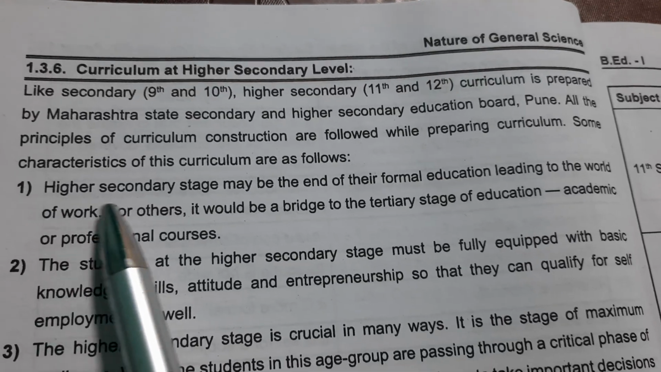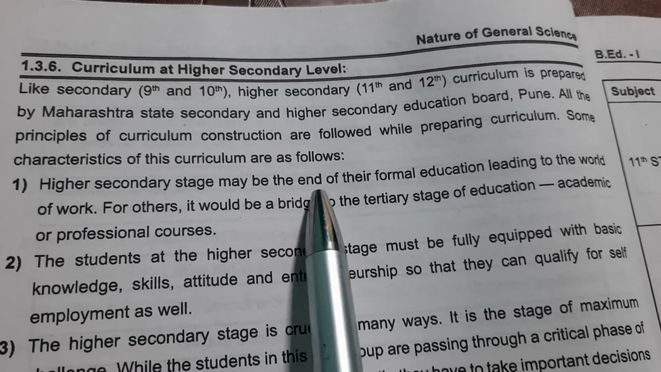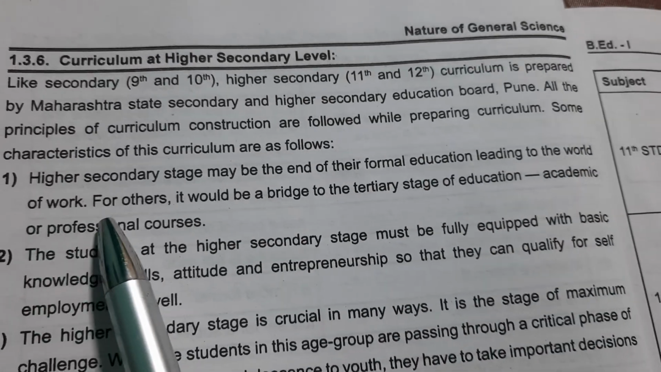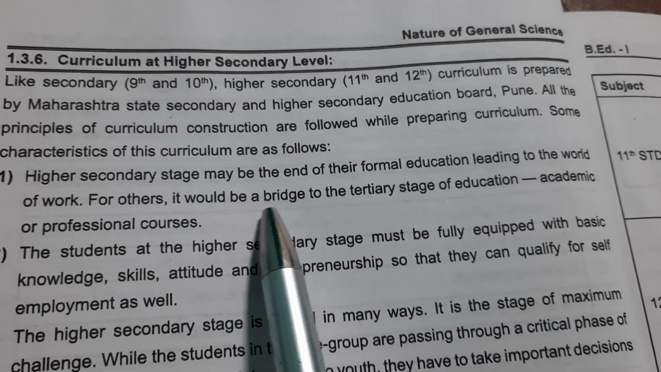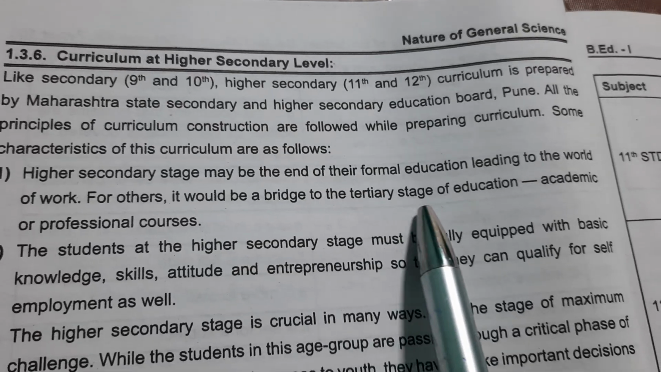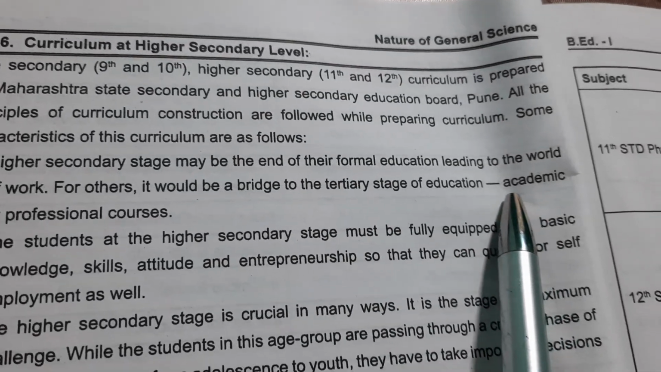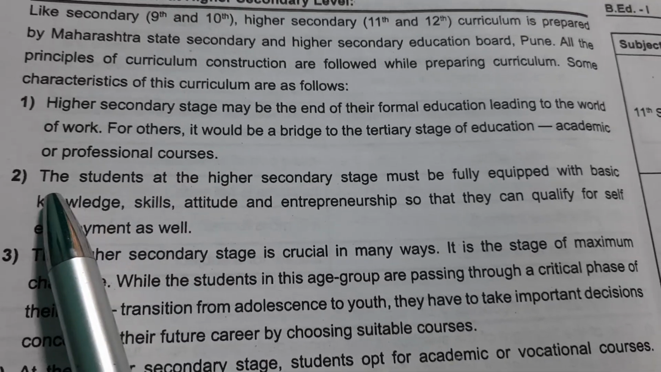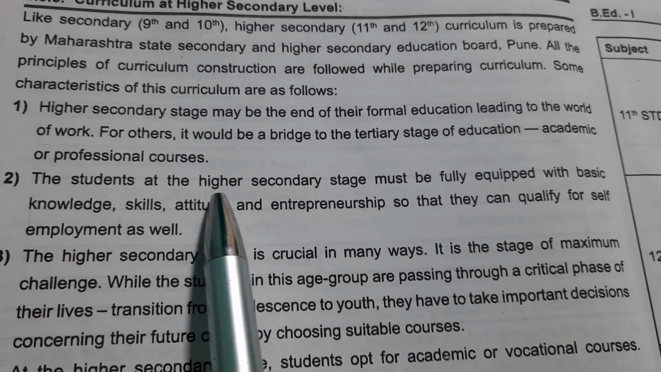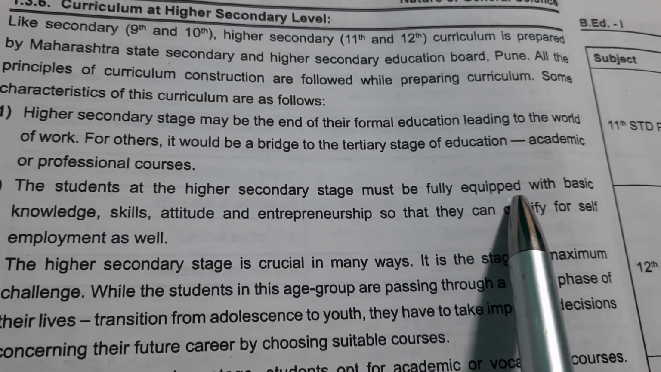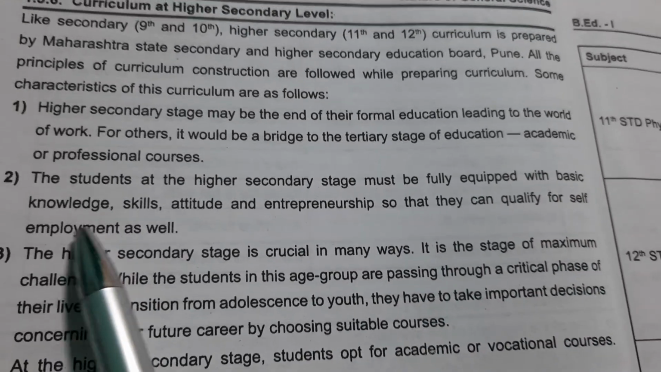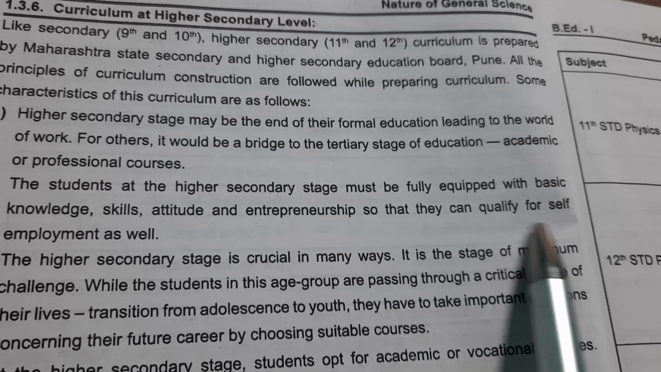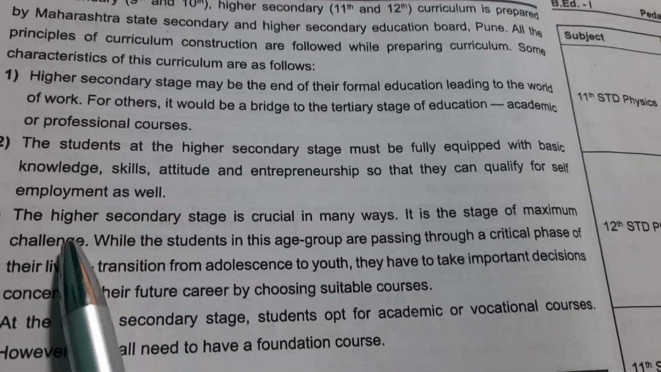First point you all can take down: the higher secondary stage may be the end of formal education leading to the world of work. For others it would be a bridge to the tertiary stage of education, academic or professional courses. Second point is that the student at the higher secondary stage must be fully equipped with basic knowledge, skill, attitude, and entrepreneurship so that they can qualify for self employment as well.